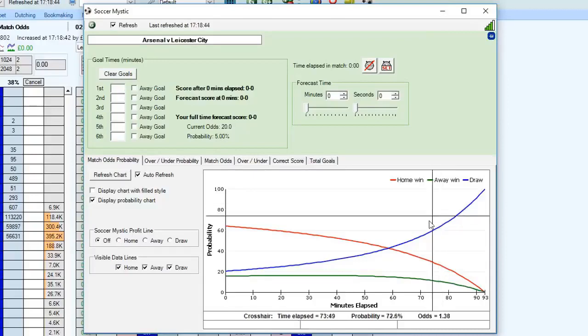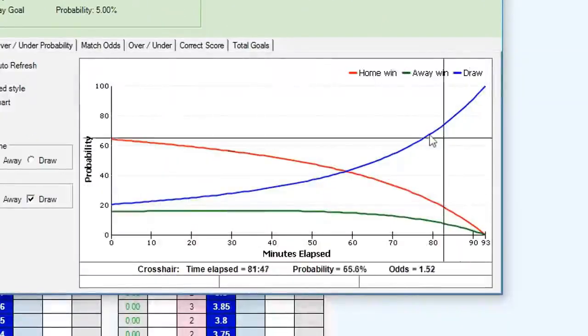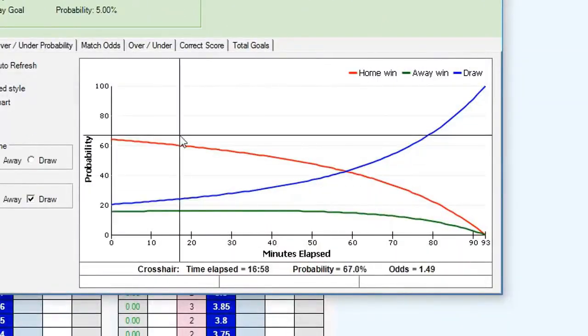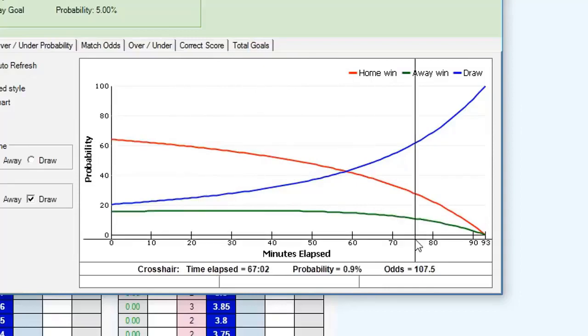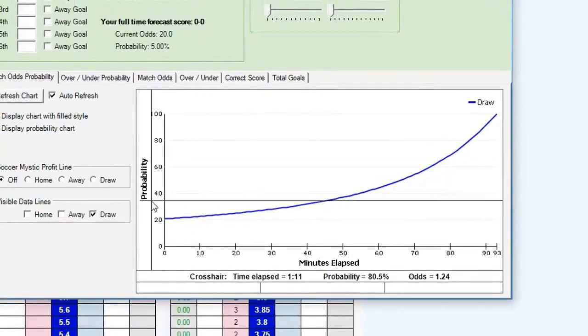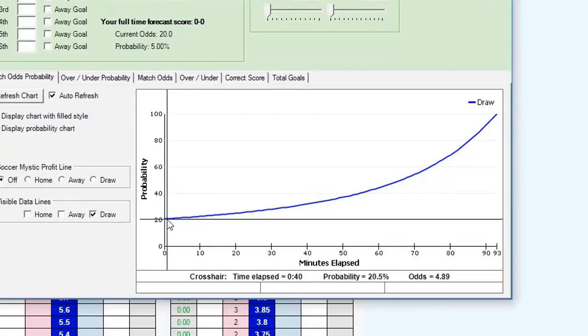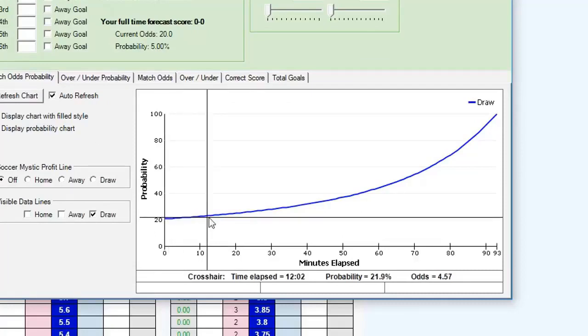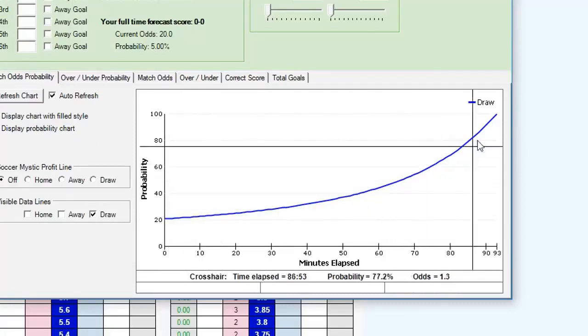So what are we looking at on the screen here? Well, this graph down here is telling you how the odds will move based upon the home team, the away, and the draw. If, for example, we just look at the draw specifically, we're actually looking at a probability chart. So the draw is starting at around 20-odd%, and it's getting more and more certain as the match progresses.